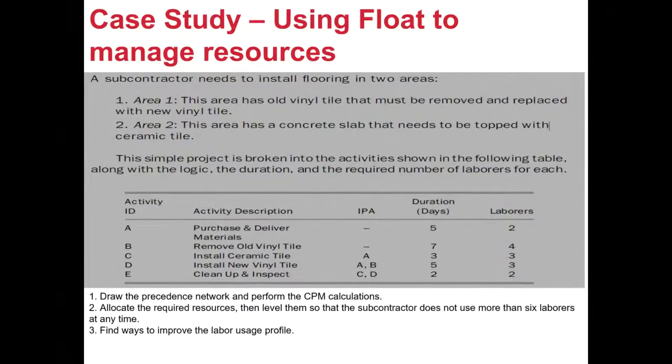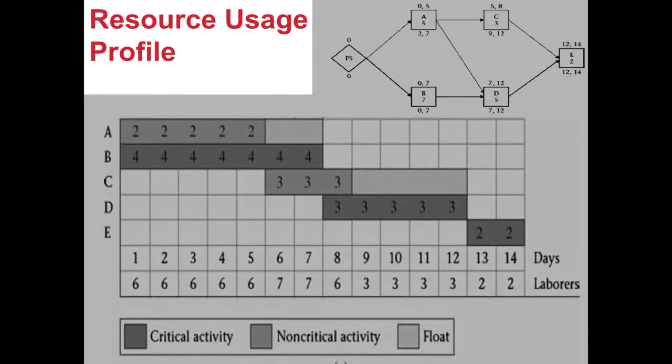Right. So let's take this example, and we have a subcontractor. We need to install flooring in two areas. The simple project is broken into activities shown in the following table along with the logic. So this is indicated here. The precedence relationship is shown here, the duration, and the number of workers which are required. So use this information to do our network analysis, and then to augment our bar chart with the resources.